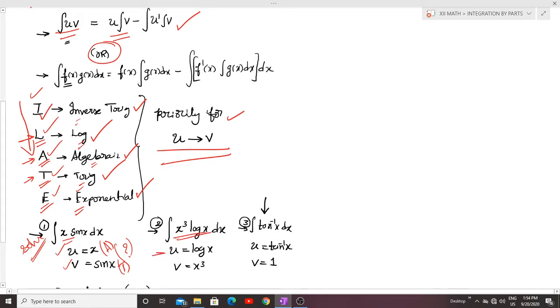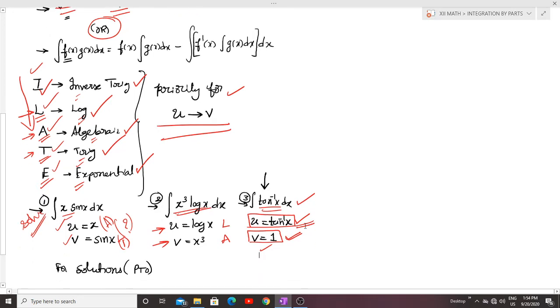Here also, see x cube log x. I should take log x as u, and x cube as v, because L comes before A. In tan inverse x, I should take u is equal to tan inverse x. And v should be a constant, because there is nothing else with tan inverse x. I should take v is equal to 1, because in ILATE, I means inverse trigonometric comes first, then A should be taken as 1, that is the algebraic function 1, that is v. So now, how do we solve this? Look at the solution of this one.